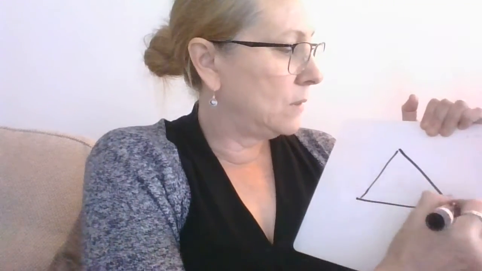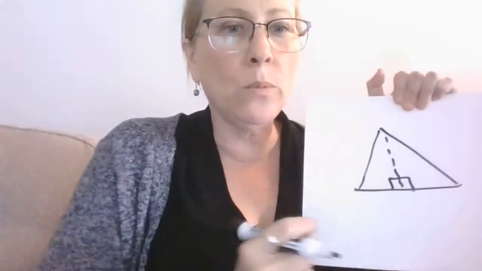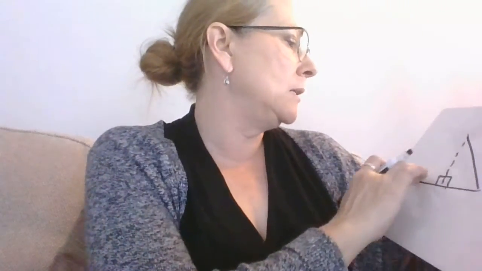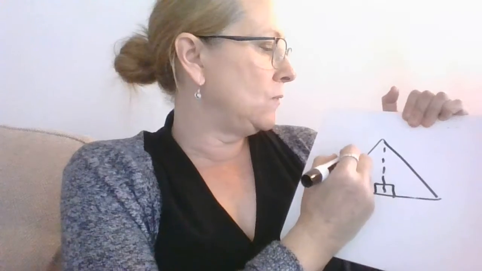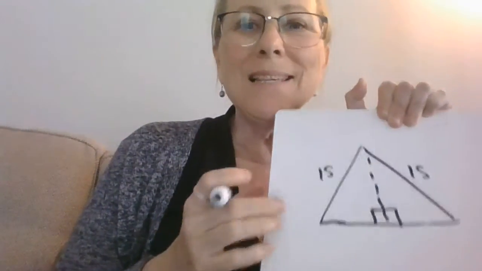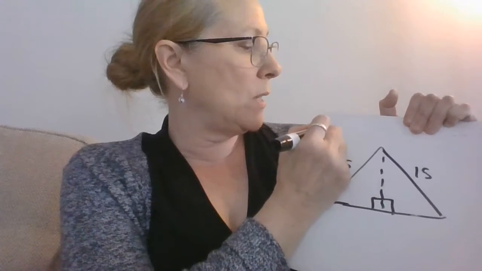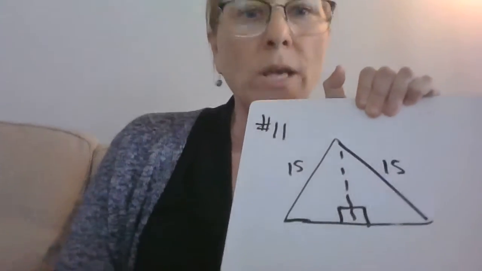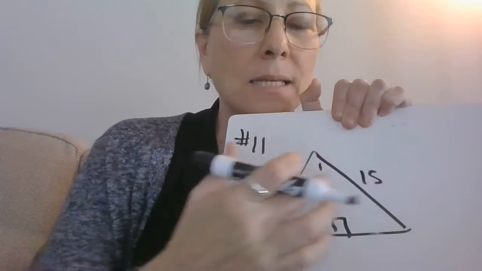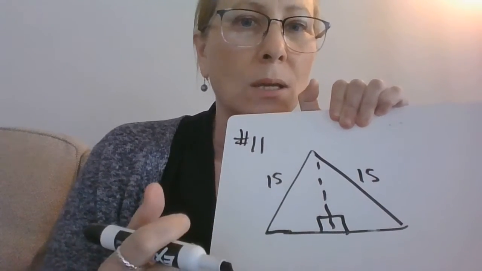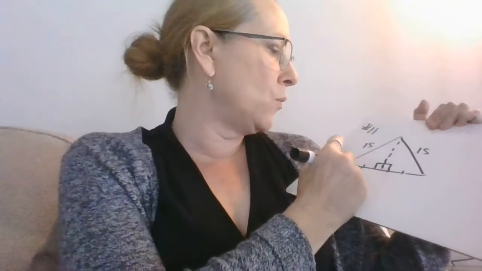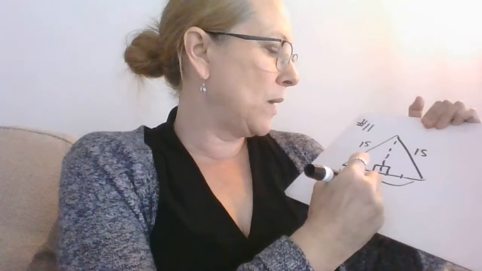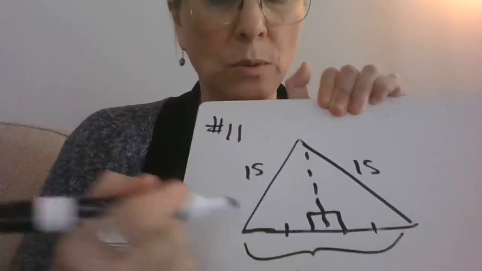Problem number 11, we have a triangle with a right angle at the bottom. Mine's a little bit lopsided. Let me fix that up. And it's got 15 and 15, which tells us that this is an isosceles triangle. This is number 11, by the way, just in case I didn't say it. It's isosceles with an altitude, that means this side is bisected. And if it's bisected and they give me 24 across the bottom in the problem, that means those are both 12 and 12.